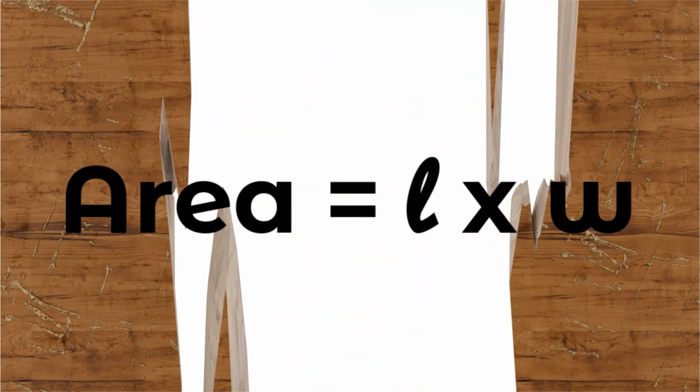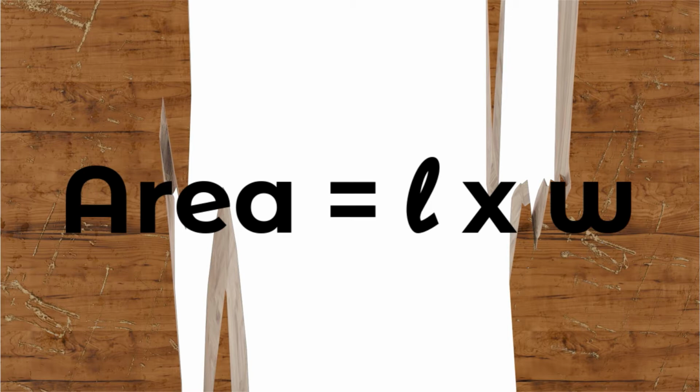And here we have the all-important area formula. Area equals length times width. We discovered this formula together in previous videos. If you have not seen those, I would encourage you to go back and watch those. And now we're going to use this formula today in a different way. We're going to take our skills that we've learned in previous lessons and apply them in a new way today.